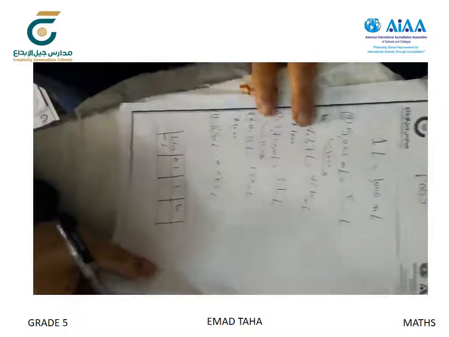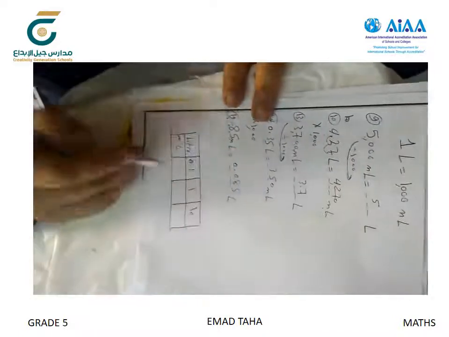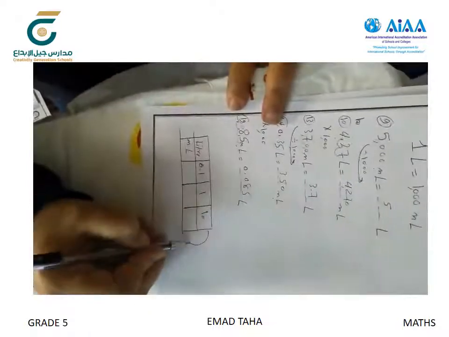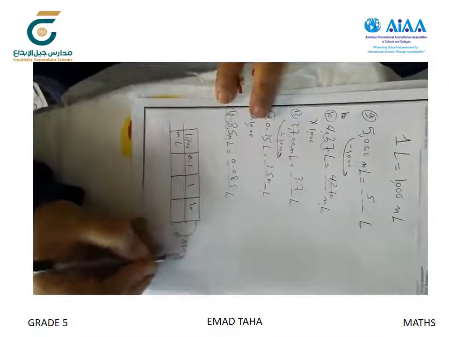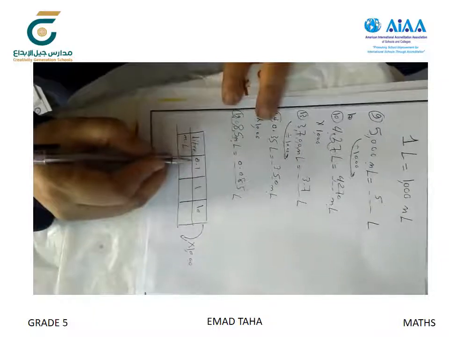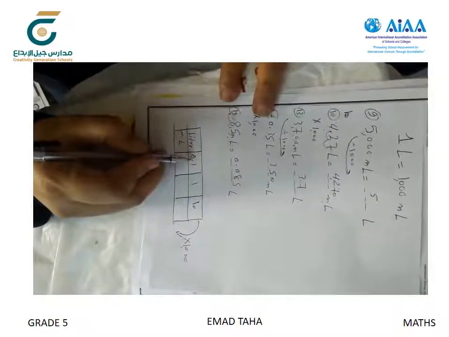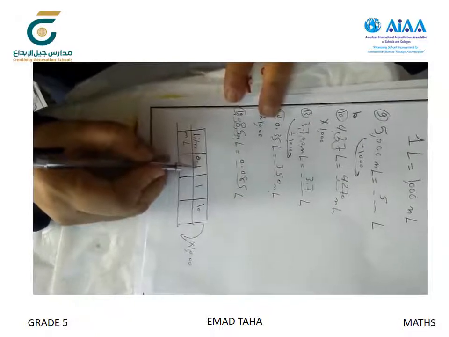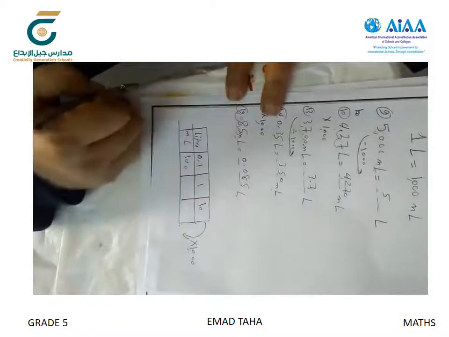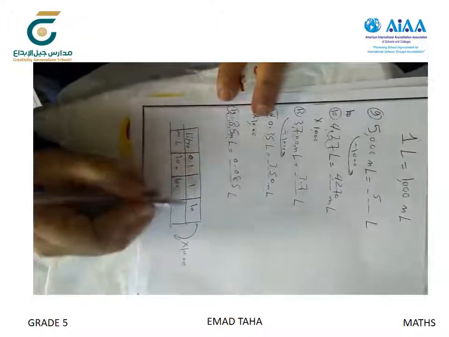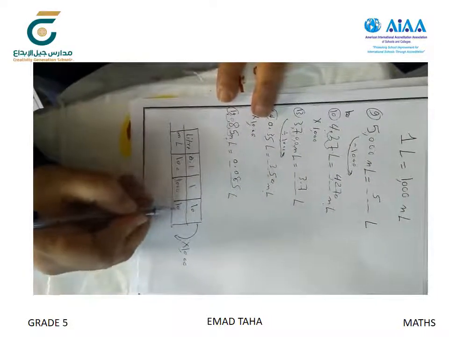Now the table, liter to milliliter. When we convert from liter to milliliter, we multiply by 1000. So 0.1 multiplied by 1000. Move the decimal 3 places toward the right. 1, then put 2 zeros. It will be 100. 1 times 1000 equals 1000. 10 multiplied by 1000 equals 10,000.